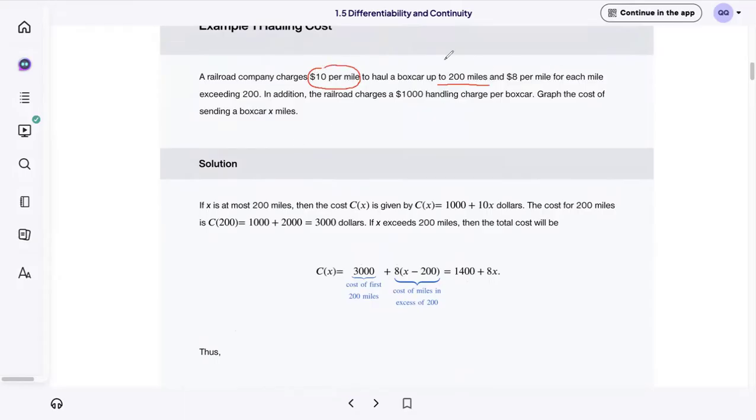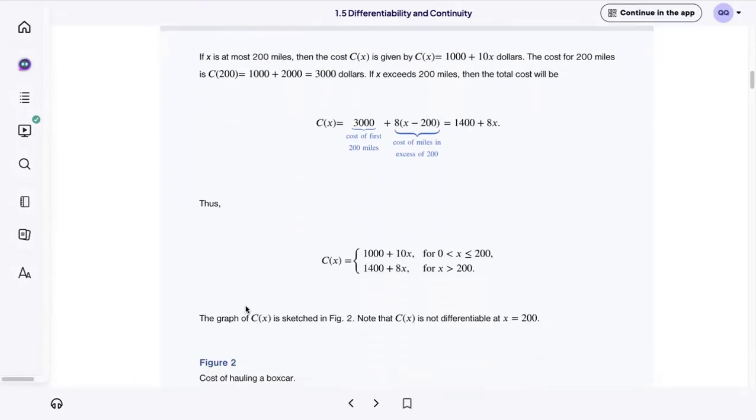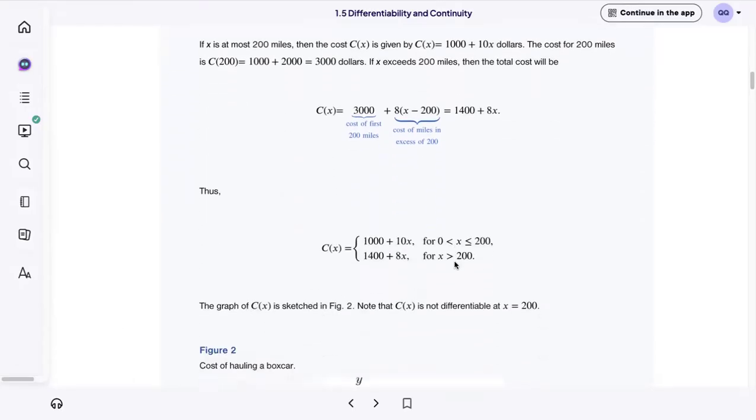So this is for X less than or equal to 200. If X is greater than 200, it's AX. So this is 10X. So that's why we have to make a piecewise function, right? Because the domain is separated into 2 parts. X can be less than 200 or X can be greater than 200. If X is less than 200, it charges $10 per boxcar. If it's greater than 200, it charges $8 per boxcar.